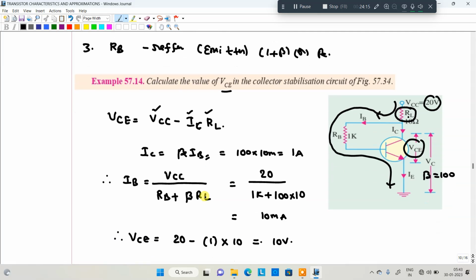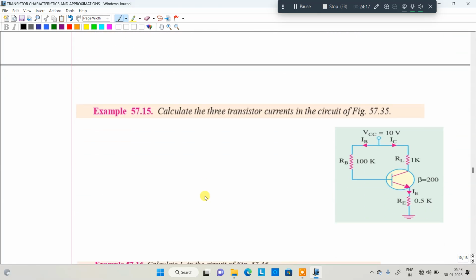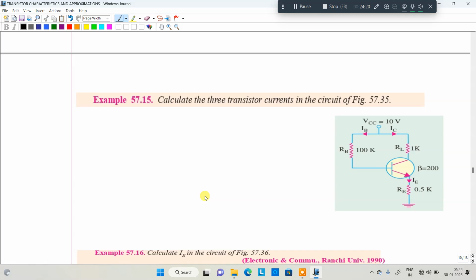Let me take another example. I will explain it better. Calculate the three transistor currents in the circuit. The three transistor currents are emitter current, base current and collector current. We have to find these out. First of all, I am going to find out the base current. How to find the base current here? IB is equal to VCC divided by... you should understand, IB I am taking in this direction. But in the same path of IB, RE is present or not?